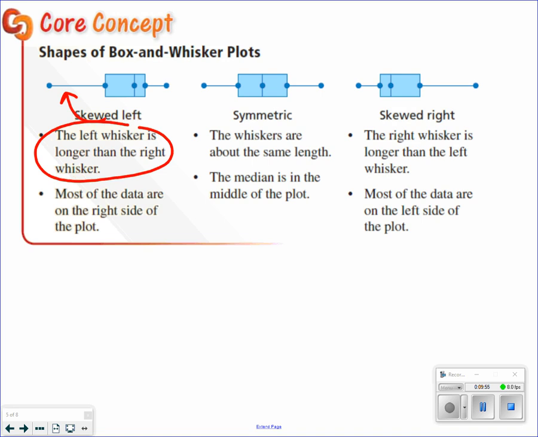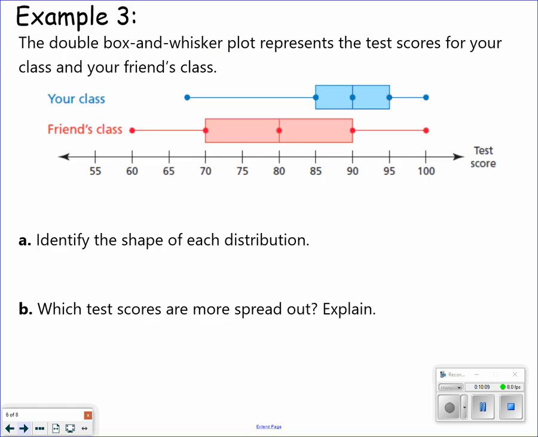And again, this is a situation where the whisker on the right is much longer than the whisker on the left. So we would consider this skewed right, or the data is closer on the left and skewed to the right. So now, this is what's called a double box and whisker plot. So now you're making a comparison between two classes. So identify the shape of the distribution.